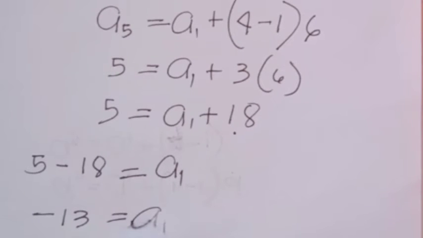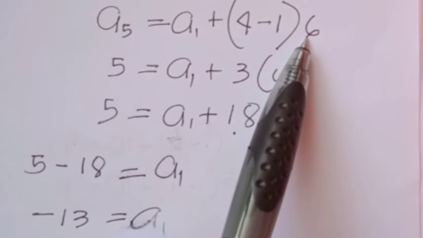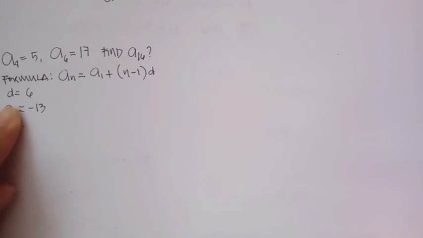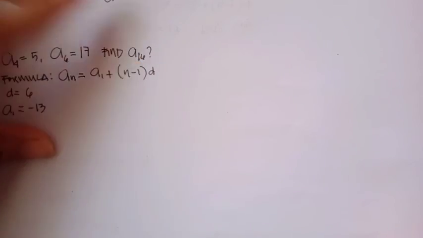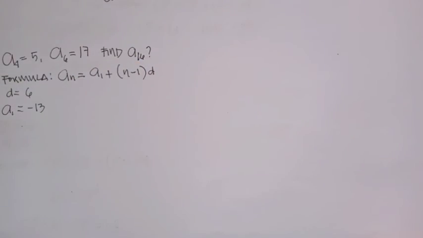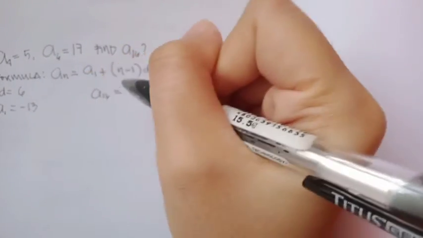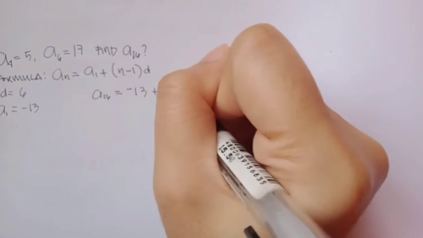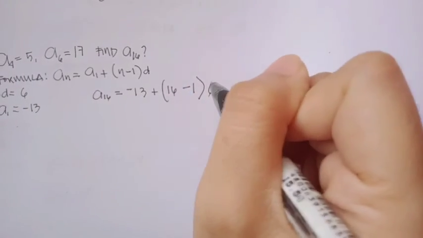Since we already have a sub 1 and we already have our difference, which is 6, we can now find the a sub 16. We will use this formula again. Our n here is 16 because we are finding the 16th term. Our a sub 1 is negative 13 plus our n, 16, minus 1, times the difference, 6.